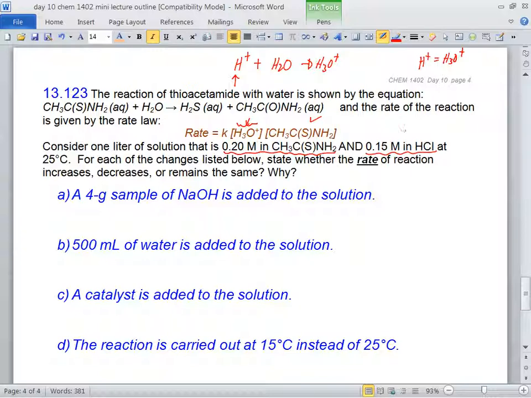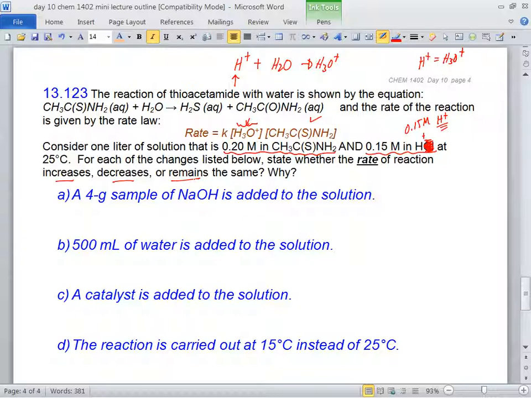But yeah, it's a really strong acid. So this really means that you have 0.15 molar H plus because it's a strong acid. A lot of times my brain doesn't even see the chloride because I know it's a strong acid, so I see 0.15 molar H plus there. Anyway, that's just looking at the question a little more than we needed to. But for each of the changes listed below, state whether the rate increases, decreases, or remains the same, and then say why.